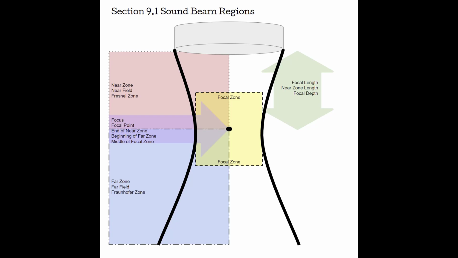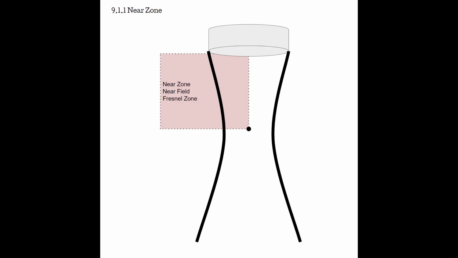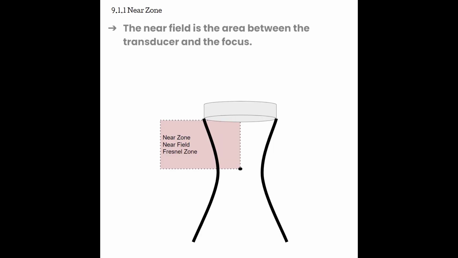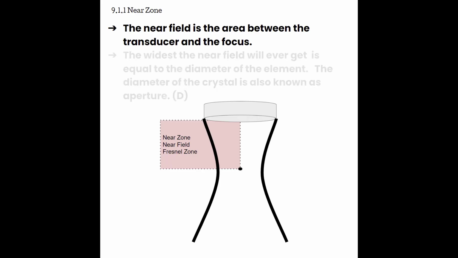Let's go ahead and take a closer look at all 5 of these areas in a little bit more detail and talk about how they're all related to one another. Let's start with the near zone. So the near zone is the very top of the beam, the spot that is closest to the transducer and ends at the focus. It has 3 names: the near zone, the near field, and the Fresnel zone. So it is going to be this area starting from the transducer, ending at the focal point where the beam becomes narrowest. So the near zone is the near field, and it's the area between the transducer and the focus.